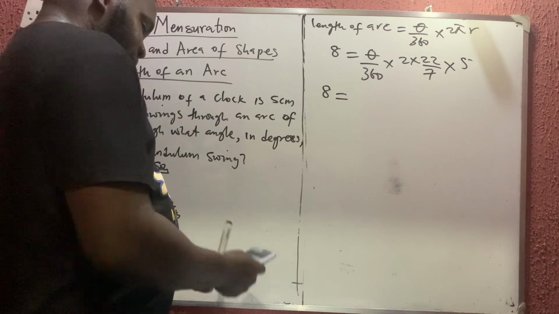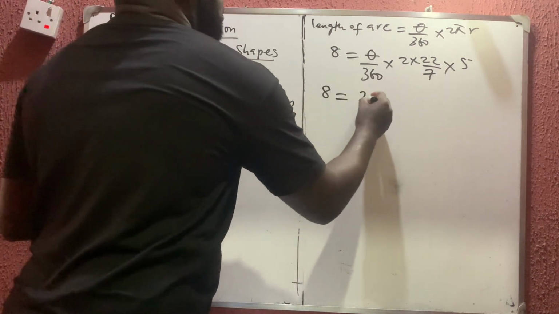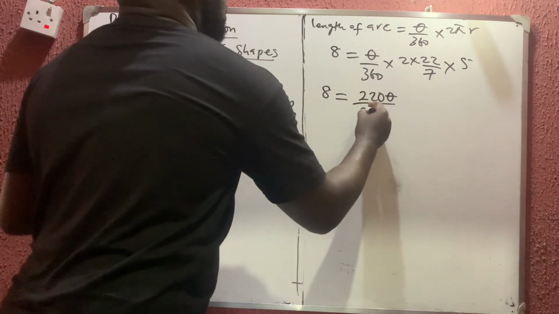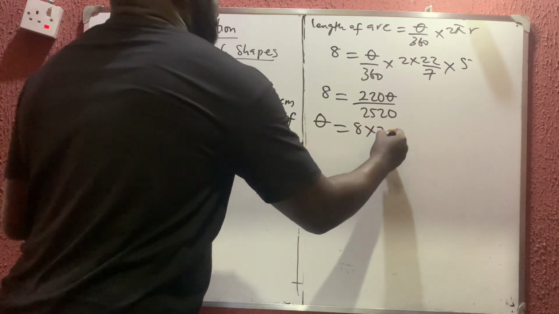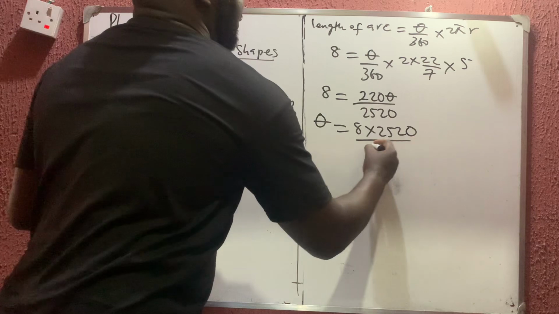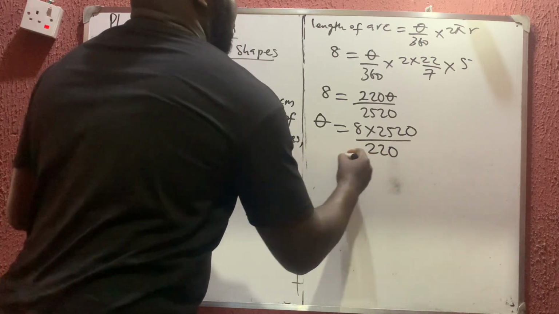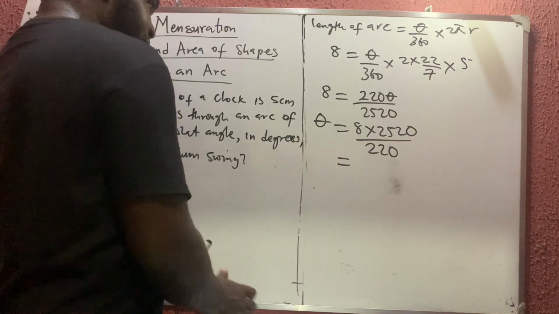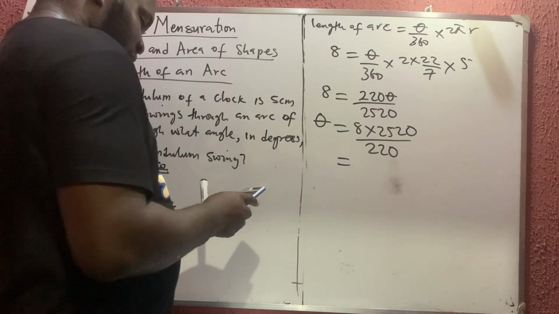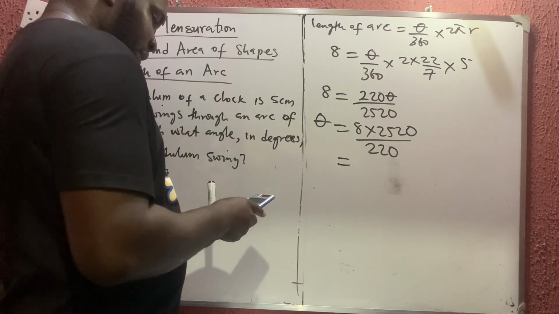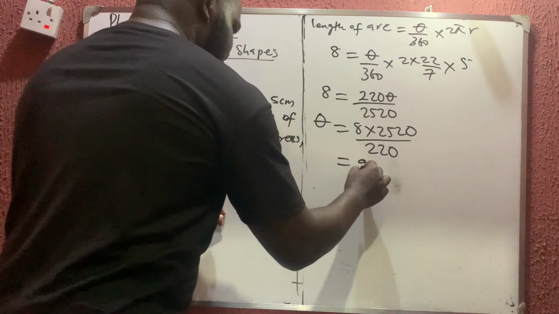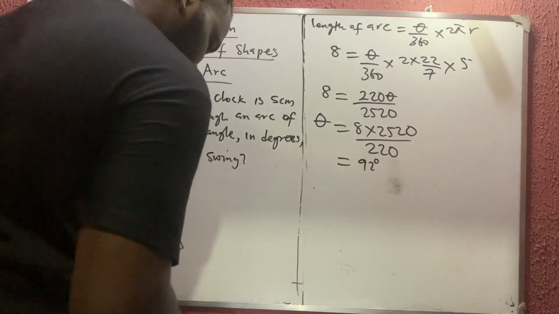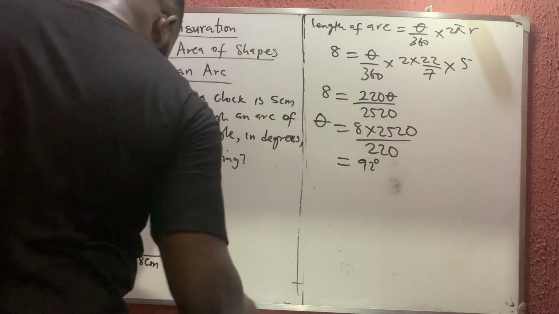44 times 5, I have 220. So I have 220 theta is equal to 2520. Therefore, theta will now be 8 times 2520 divided by 220. So I'm having 8 times 2520 divided by 220, approximately 92 degrees. Okay, so we move to the next question.